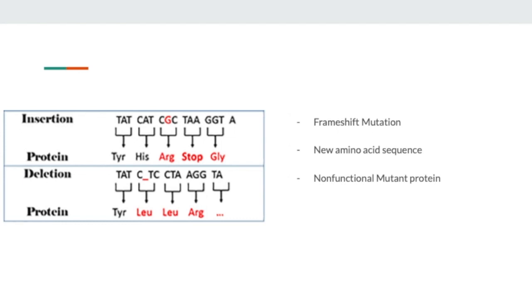The mutant sequence that now has a new set of amino acids could code for a stop amino acid before the normal sequence does, leading to a shorter mutant strand and a truncated non-functional mutant protein.